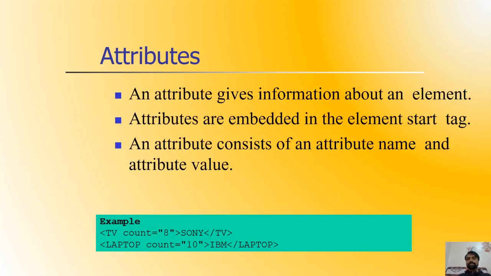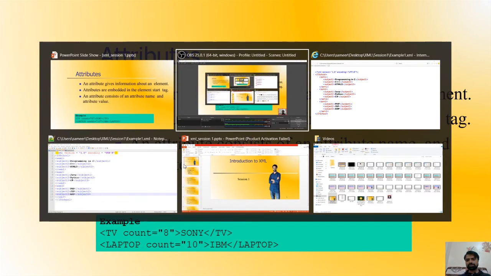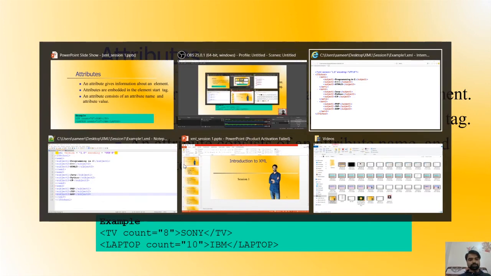You can also define attributes. Attributes mean, for example, let's say TV, the count, this is an attribute. Attributes give information about an element. The attributes are embedded in the element start tag. Let me show you an example that will demonstrate this.